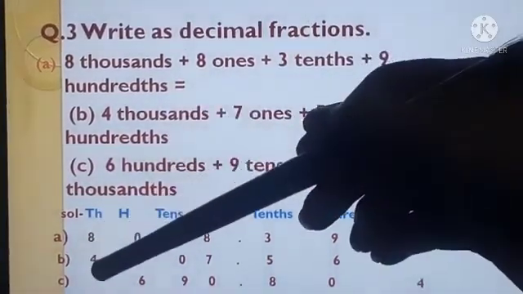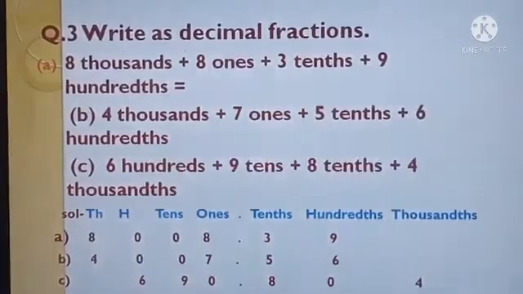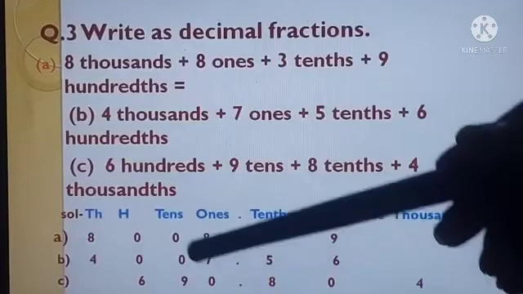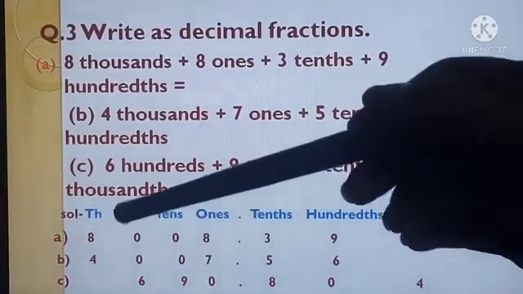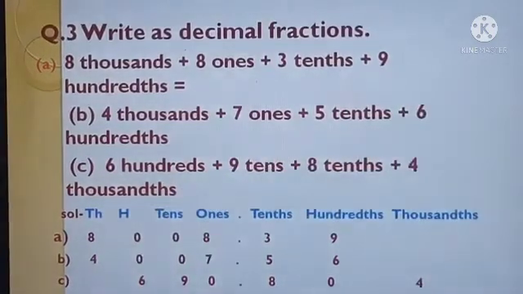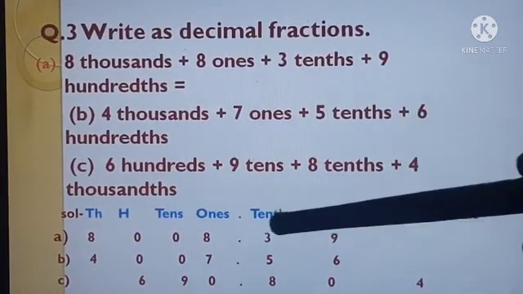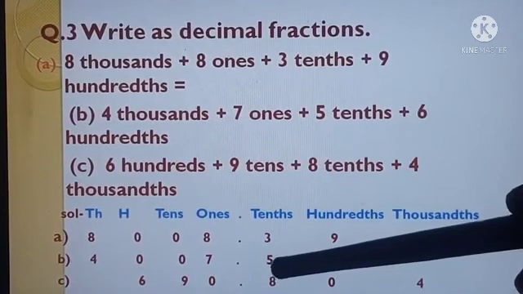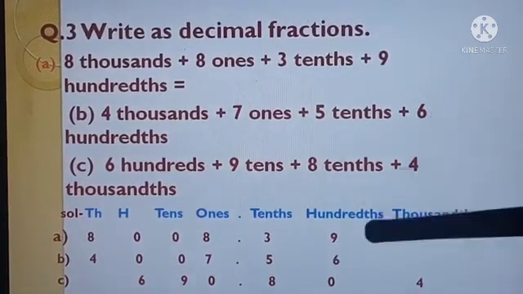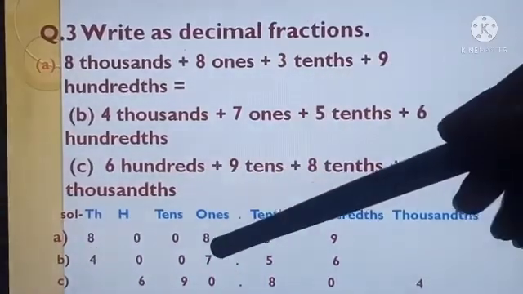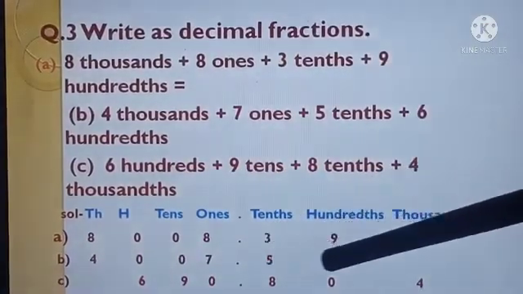Next is 4,000 plus 7 ones plus 5 tenths plus 6 hundredths. 4,000. Below 1,000 we will write down 4. 7 ones. Below ones we will write down 7, and below 100 and tens we are going to write down zeros. Then 5 tenth. Below 10th we are going to write down the digit 5. 6 hundredths. Below 100th there is 6. So the number is 4007 decimal 56.